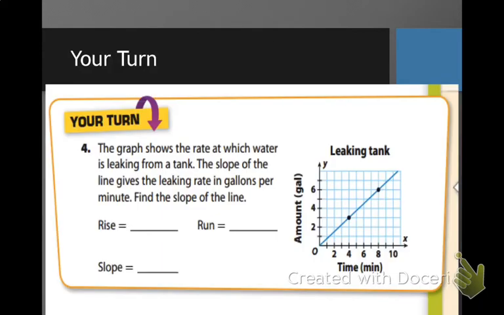Okay, so we first have a your turn question, but we are going to work on this together. What do we remember about slope? Well, this graph is showing the rate at which water is leaking from a tank. So the slope of the line is the leaking rate in gallons per minute. Find the slope. And then it has these words, rise over run. Well, you might remember that sometimes we do refer to slope, that steepness of a line, as rise over run. That should hopefully sound familiar to you.